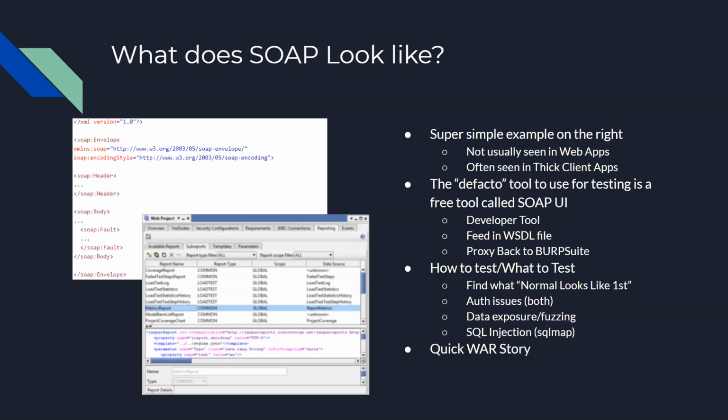And that means interacting with the web service as if it was normal, looking for authorization issues, and authentication issues outside of authorization issues too, which you need to dive into in particular. Now, that can also mean data exposure and fuzzing, and SQLmap and SQL injection still works beautifully with SOAP backends.